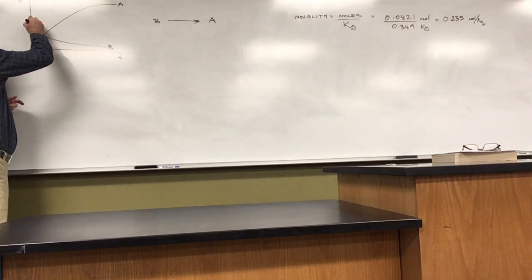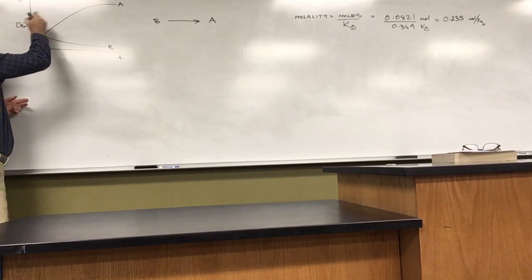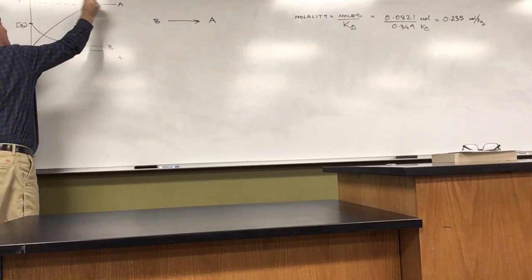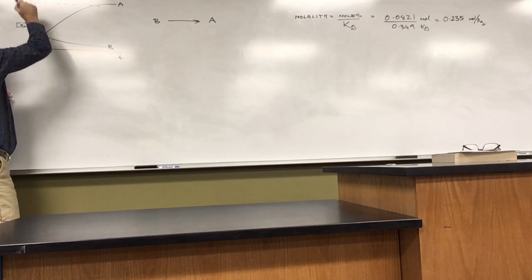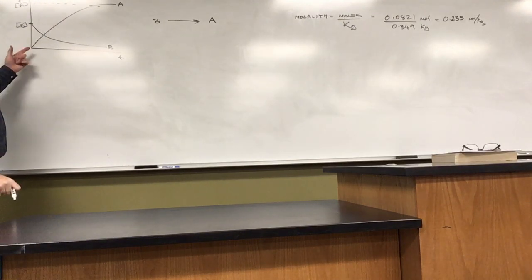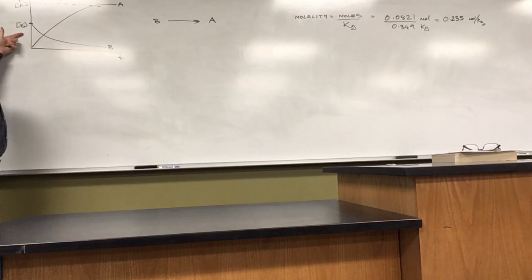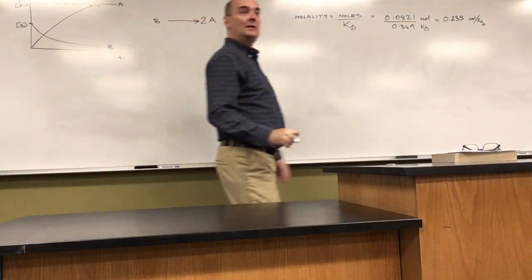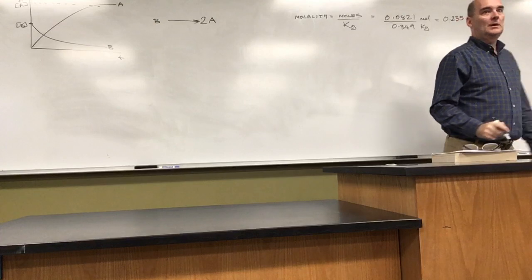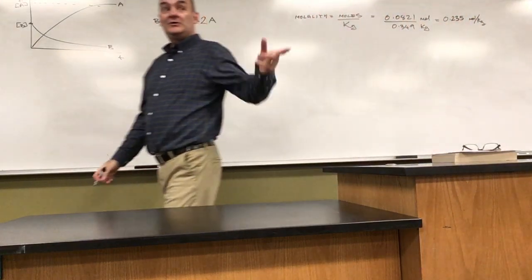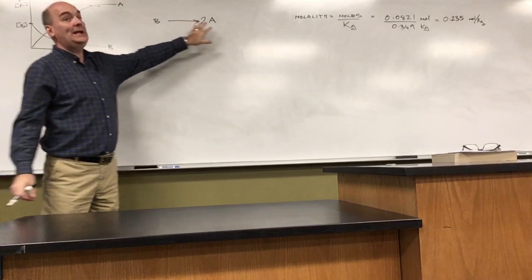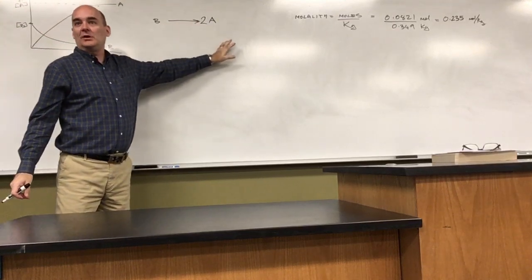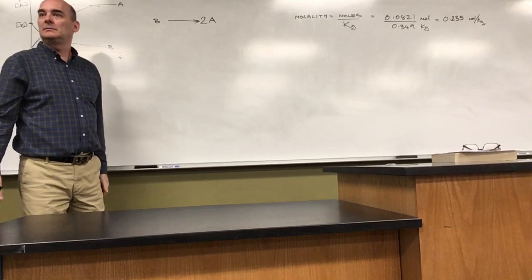This is my initial concentration right here of B. And then all the way up here, this is my final concentration of A. How does the concentration of A get to be higher than the concentration of B? When there's more of it. B is splitting apart and making 2 molecules of A. Okay, write that down in terms of, okay, relate the rate of loss of B to the rate of gain of A.